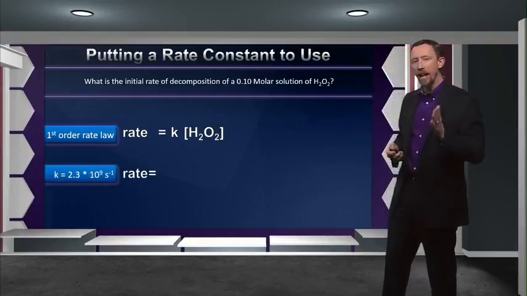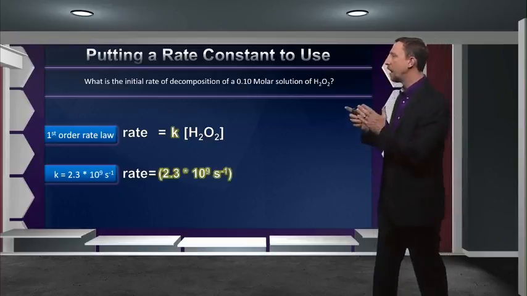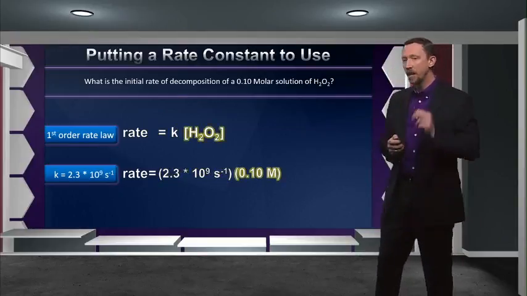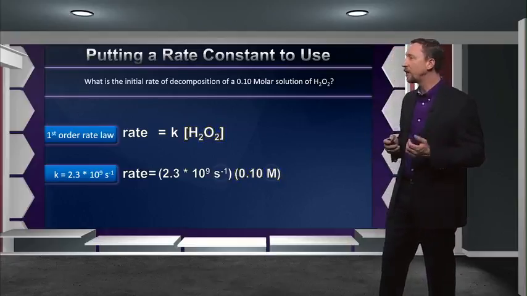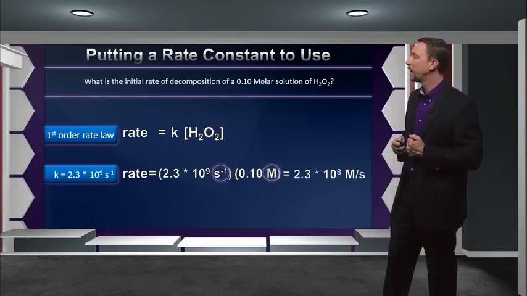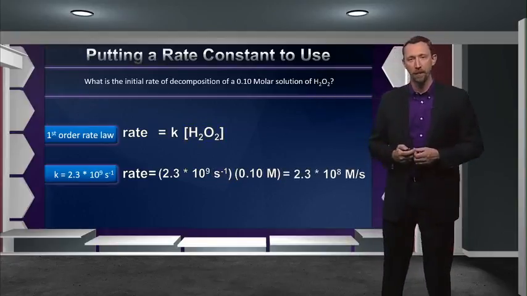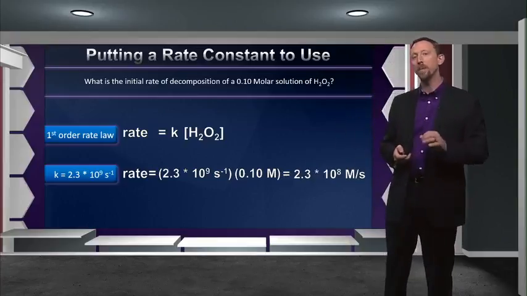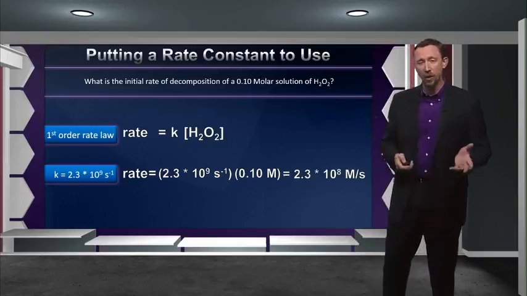So I simply plug that into my rate equation. The rate equation gives us 2.3 times 10 to the 9th per seconds times our initial concentration, 0.10 molar, which gives us an answer in units of molar per second. And that answer is 2.3 times 10 to the 8th molar per second. So now that we have our rate constant, we can determine the initial rate of just about any mixture, any solution of H2O2 that we choose.